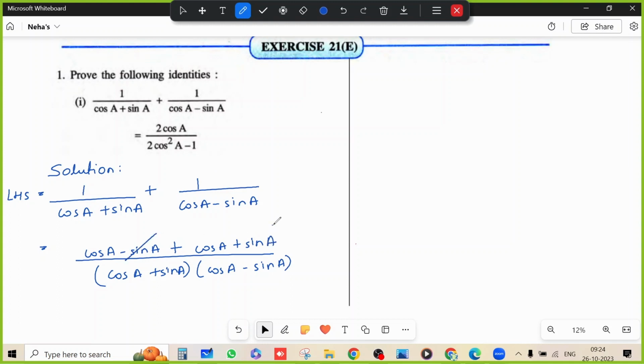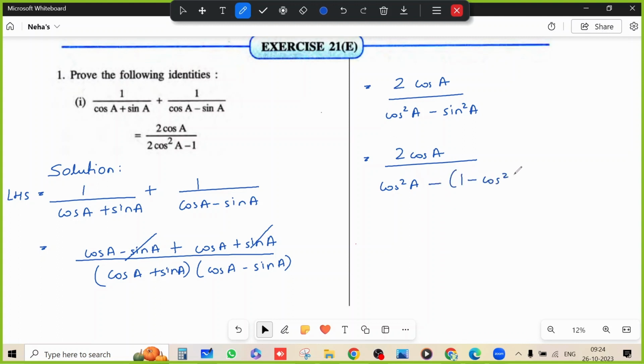Now minus sin A plus sin A will get cancelled out and we are left with 2 cos A in the numerator. The denominator is of the form A plus B into A minus B. So it will become A square minus B square, which is equal to cos square A minus sin square A. Now we will convert the sin square A in the denominator in the form of cos. So it can be written as minus of 1 minus cos square A.